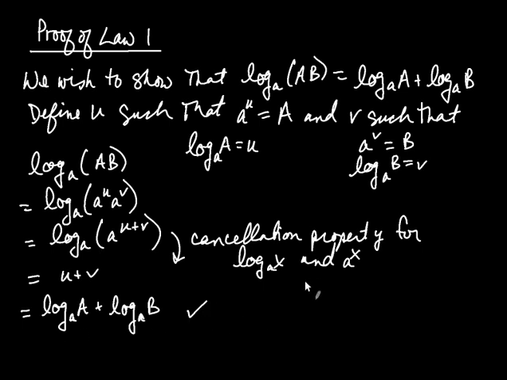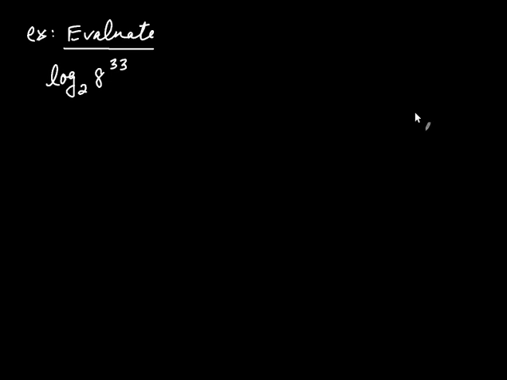Okay, now let's see how these three laws are useful. So first, let's evaluate the log base 2 of 8 raised to the 33. Now, of course, this is a very difficult problem, right? If you try to evaluate 8 to the 33rd power, that's some massive number. But remember, the most important property, the most important law is the third law, and it says that the exponent comes down as a coefficient.